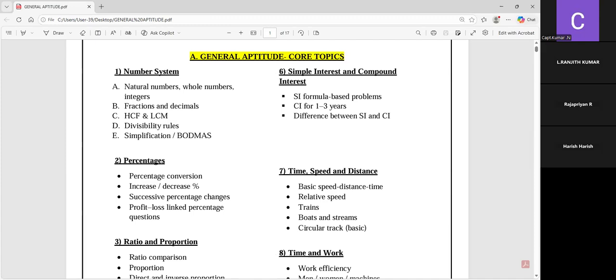Sixth one, simple interest and compound interest. I hope you already know this. In the 10th standard itself, this question came, on simple interest and compound interest.